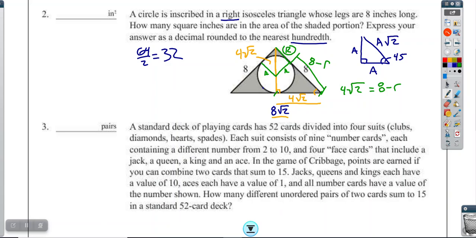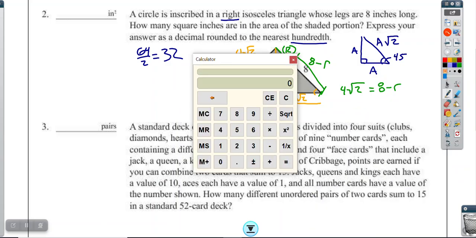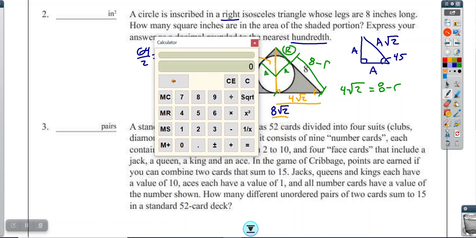So I'm going to pull up a calculator because it says that it wants its answer rounded to the nearest hundredth. And calculators are really good for giving me decimal equivalents, right? And so first thing I'm going to do is I'm going to find the square root of 2, and I'm going to multiply that by 4. And so I know that this is 5.656854.